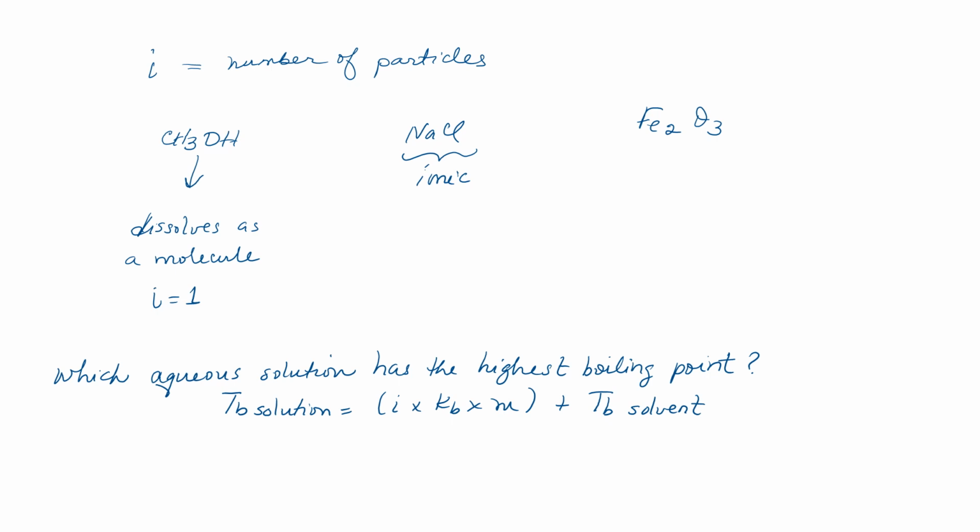This here breaks apart into the 2 ions, Na+ and Cl-. So you're getting 2 ions for every mole of sodium chloride that you have in solution. The numerical value of i is telling you how many particles you're getting. So the numerical value of i for a compound like sodium chloride is going to be 2.